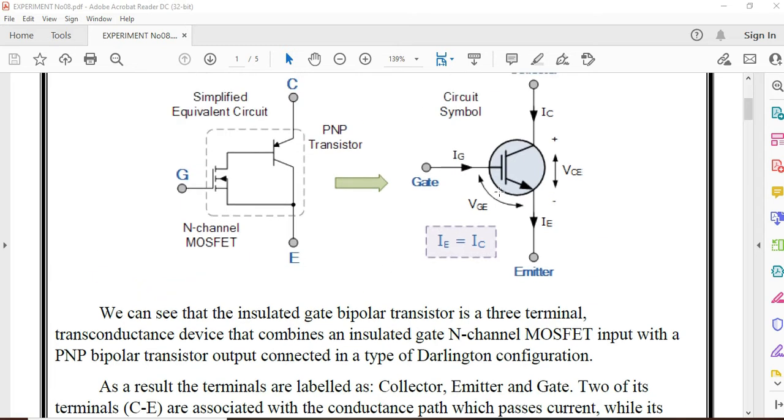Now the current will flow from gate to emitter, and the voltage across gate and emitter is nothing but VGE, and the voltage across your collector and emitter is VCE. Now here the current is flowing in each terminal, that is IG current, IE current and IC current. You will observe that IE current and IC current are equal and IG current is different from these two.